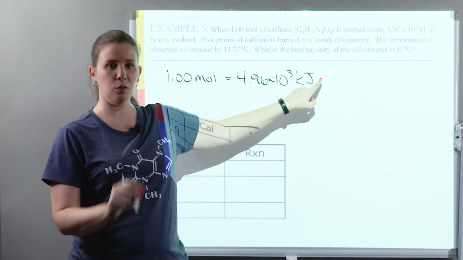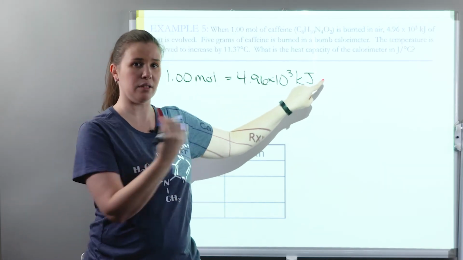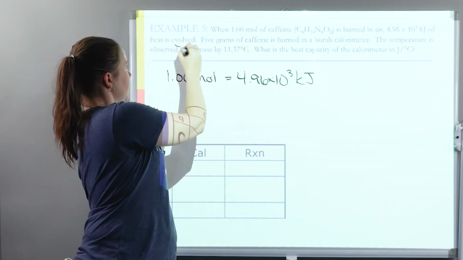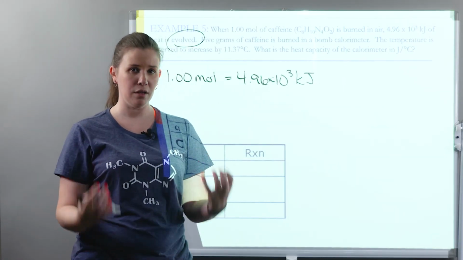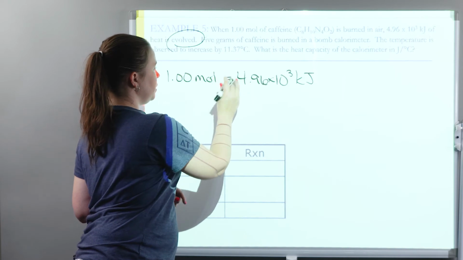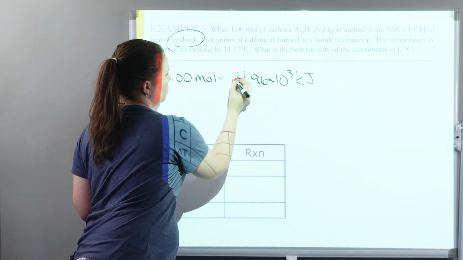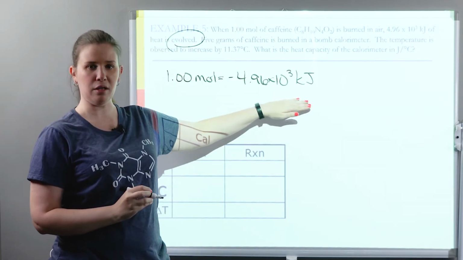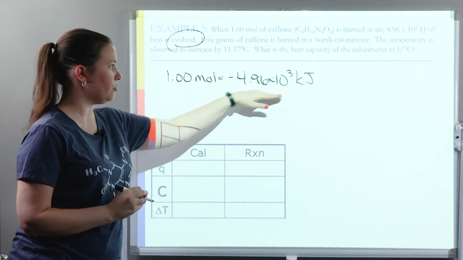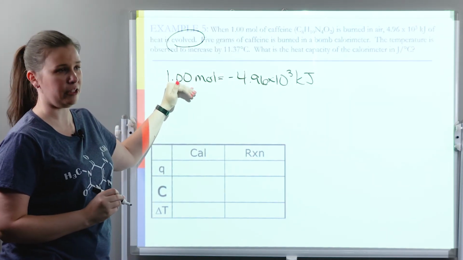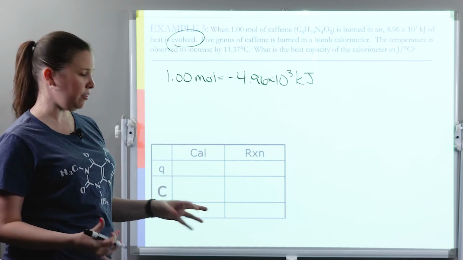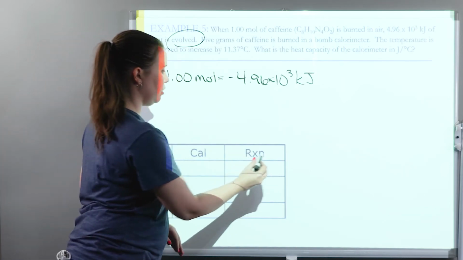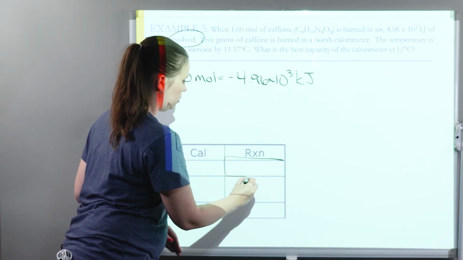But whenever I'm dealing with heat, I have to figure out the sign. So because it says it's evolved, would that make positive or negative heat energy? Evolved means exothermic, so it's a negative amount of energy that would be evolved for 1 mole of caffeine. If we put 1 mole of caffeine in the calorimeter, that number would go right here.